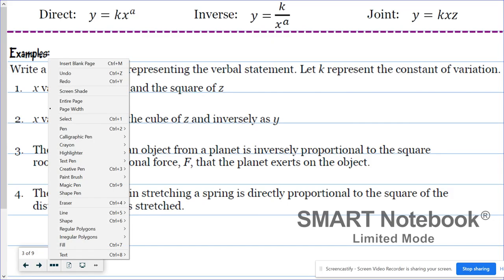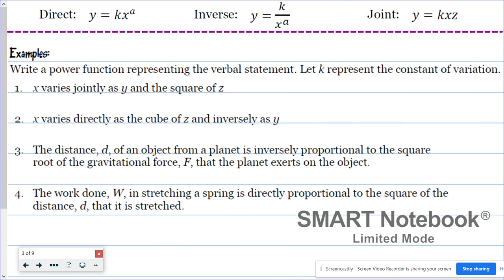What I like to do is use a highlighter, or maybe I just underline, and identify all the variables in the problem and any keywords. And then I go and write my function equation. So that's what I'm going to do here.